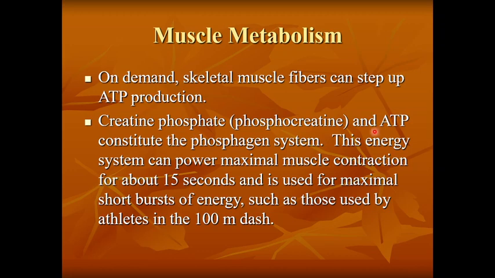Creatine phosphate and ATP constitute the phosphagen system. This energy system can power maximum muscle contraction for about 15 seconds and is used for maximal short bursts of energy, such as those used by athletes in the 100-meter dash.